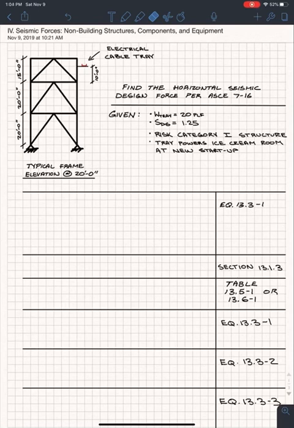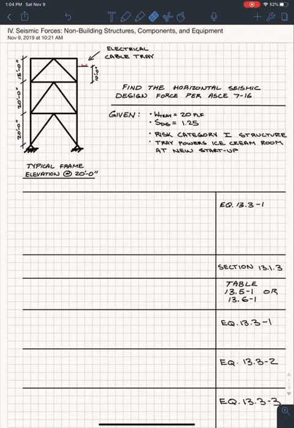specifically the horizontal seismic design force on a non-structural component. So what do we got here? We got an elevation of a frame. The frame is spaced at 20 foot. It's about 55 foot in height. You got an electrical cable tray that's 10 foot off of the third level. That's a point of attachment there. You're given that the tray weighs 20 pounds per linear foot. The design spectral response acceleration is 1.25. The risk category is 1. And the tray powers an ice cream room at a new startup. That is not an insignificant note.